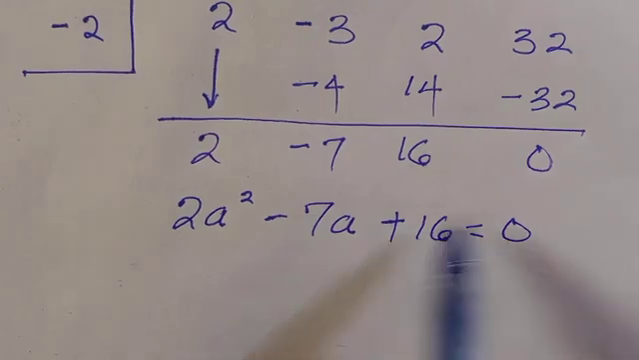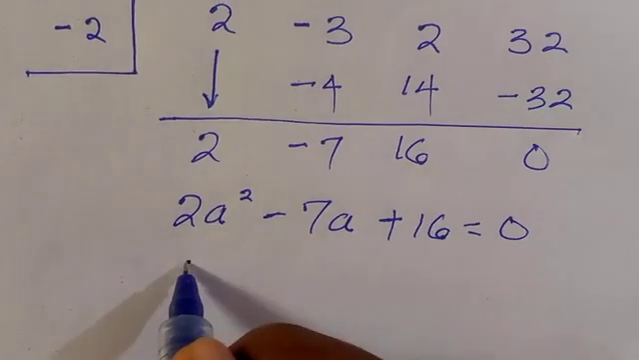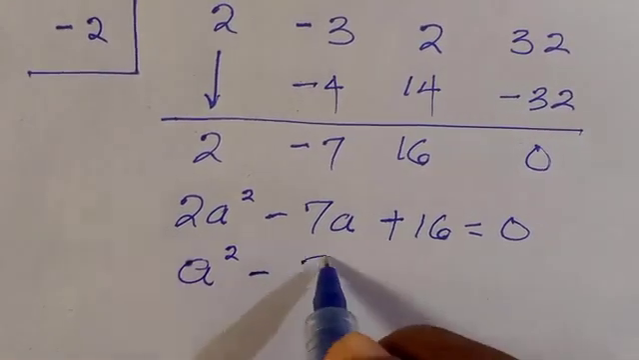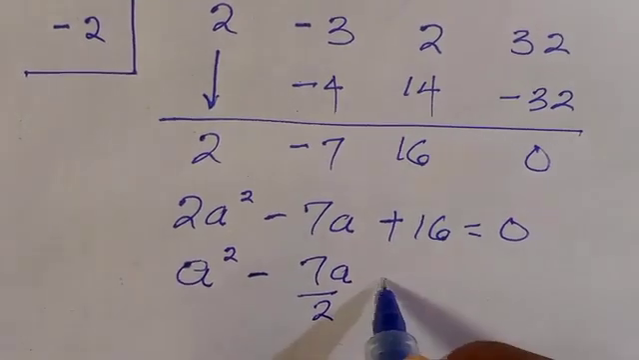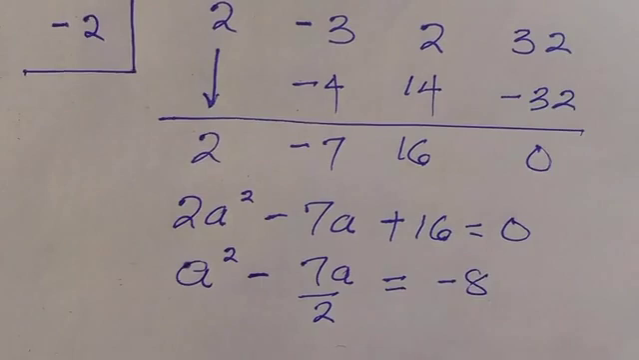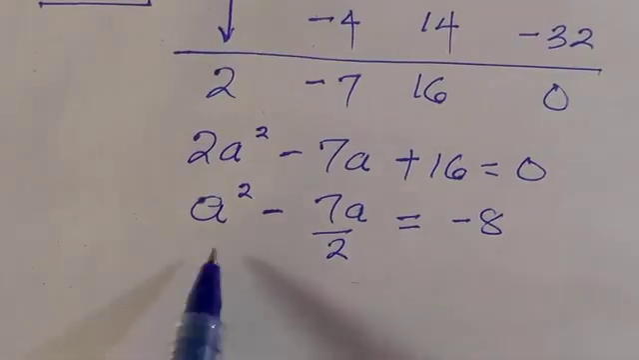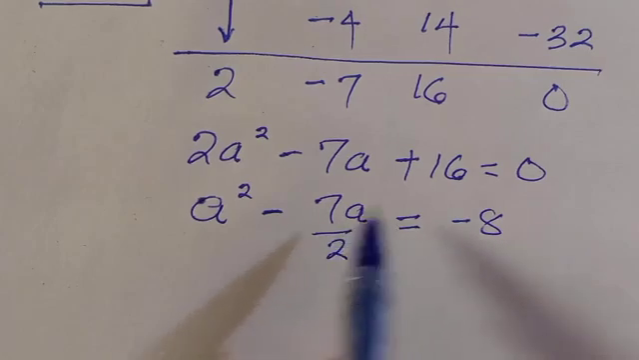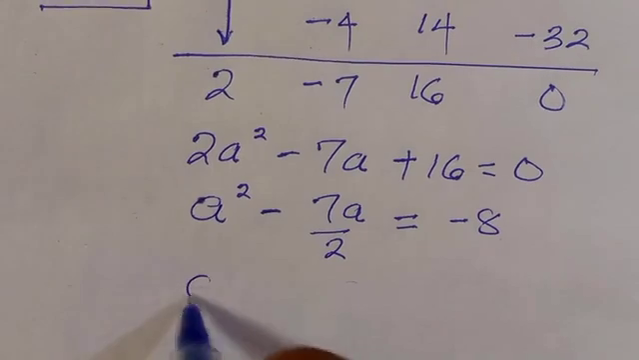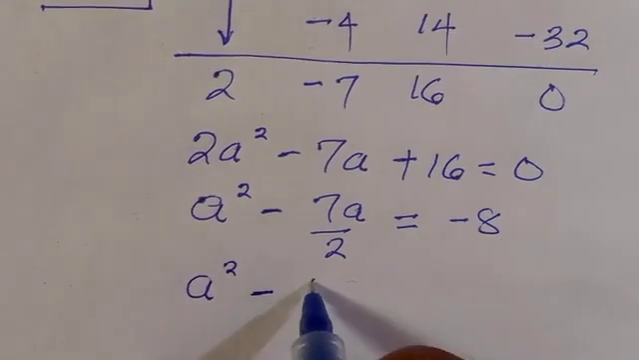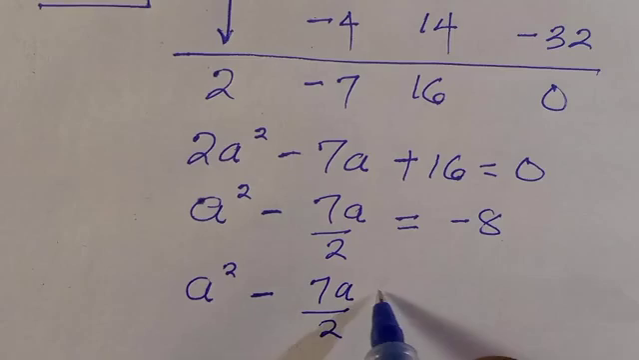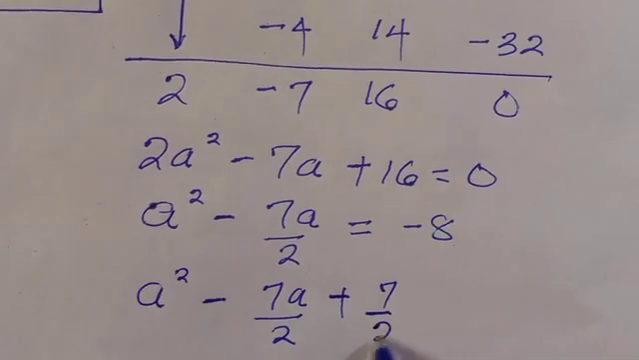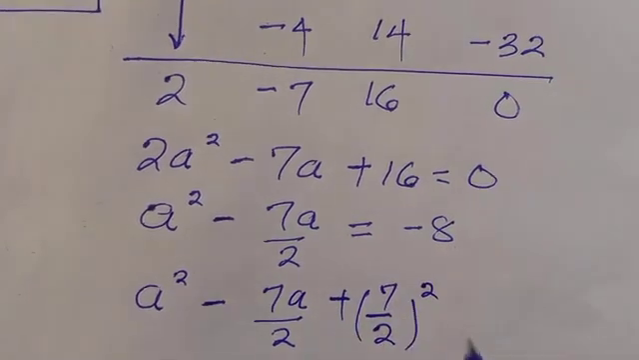So what we do first is we transfer this one to the other side and we divide both sides by 2. So we have a squared minus 7a over 2 equals minus 8. And with these two sides, I'm going to multiply this one by half and take the square of it, then add it to both sides. So here we have a squared minus 7a over 2 plus 7 divided by 2, all to the power of 2.